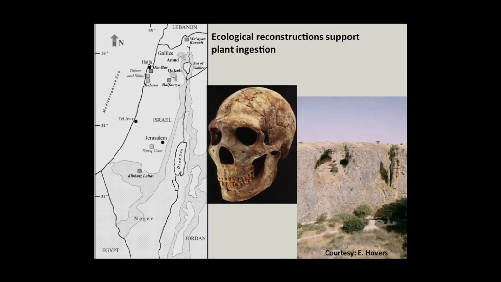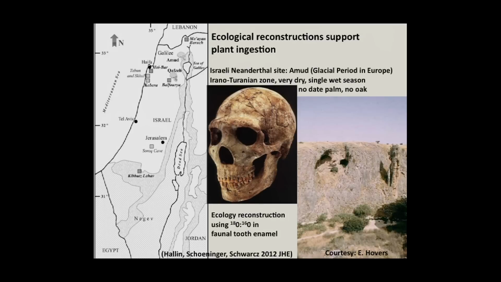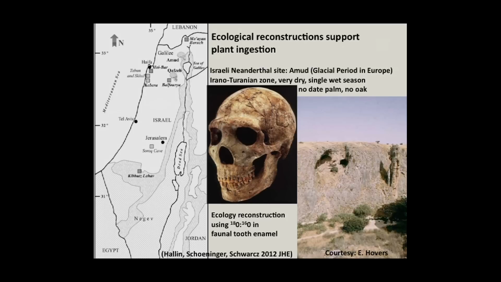So this is work that was done at Amud in Israel. And today, the Israeli Neanderthals are living in what's called an Irano-Turanian zone, and that is a zone that is extremely dry. It has an area of remnant oaks, and what they have now is an area with virtually no date palms in this area.